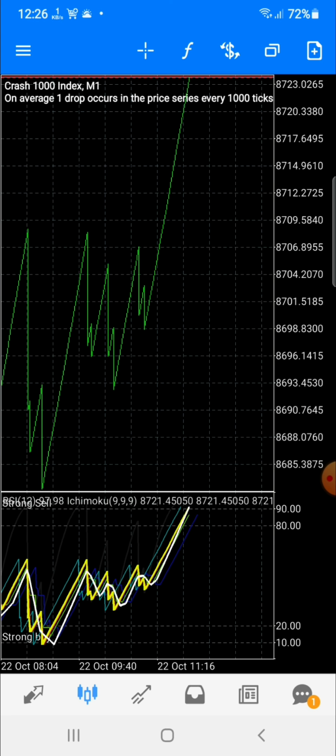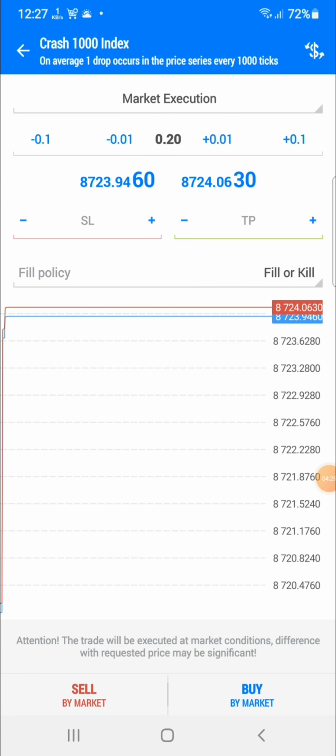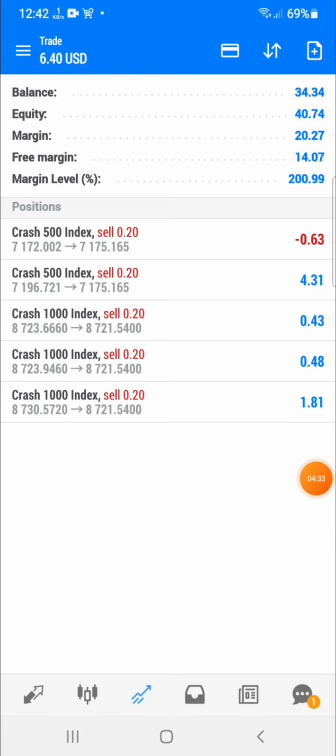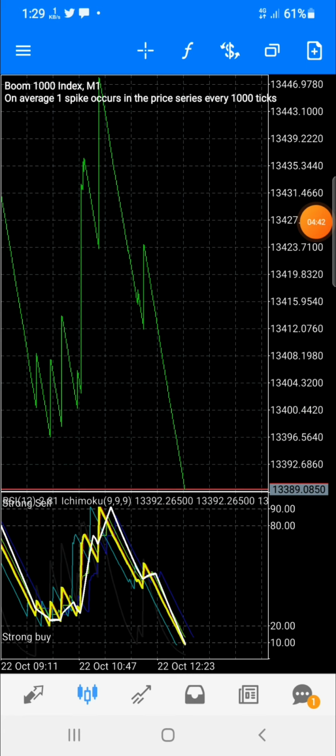So in this case, the volatile ones here are Crash 500 and Boom 500. Okay, and the less volatile ones are Crash and Boom 1000. So when you are on a small account like me now, you want to pay more attention to looking for opportunities trading the Boom and Crash 1000 indexes.